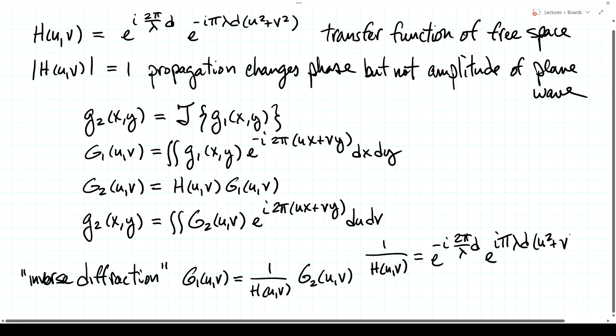And we can see that that's just h of u and v with the replacement of d by minus d, which makes sense. It just says propagate in the reverse direction. Instead of going a distance d to the right along the z-axis, go that same distance to the left.